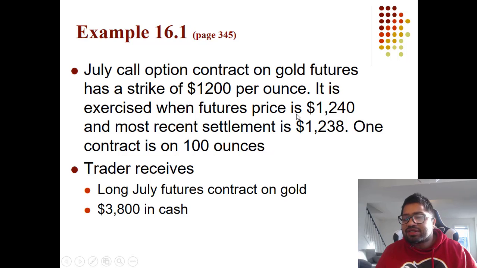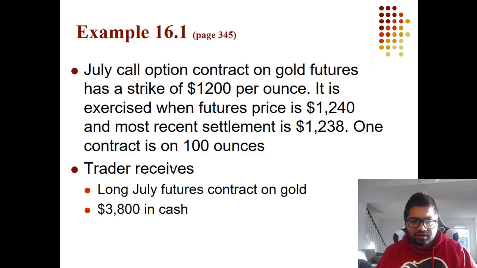Sorry, the most recent settlement. So you have to compare it with the settlement price, right? So 1238 and 1200, so $3,800 in cash. So 1238 minus 1200 into 100.